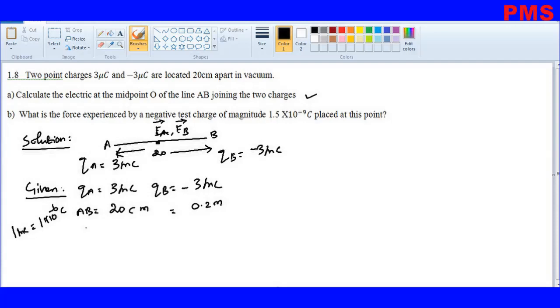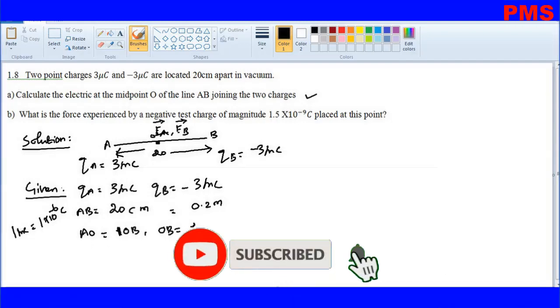In the distance, we can write A to O. In this line joining charges, you can see the image of the diagram. A to O, equal to the total distance of 20 centimeter. The midpoint is the origin O. We can write A to O as 10 centimeter, and the same as O to B equal to 10 centimeter.